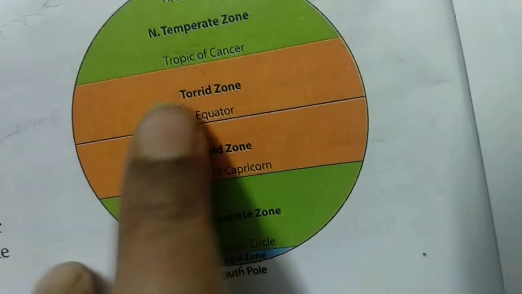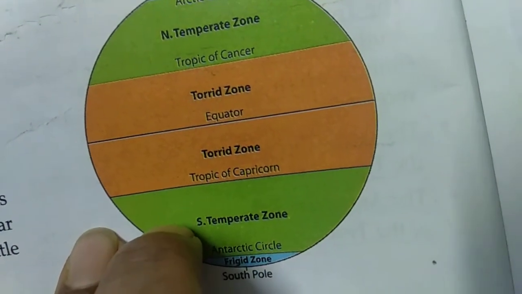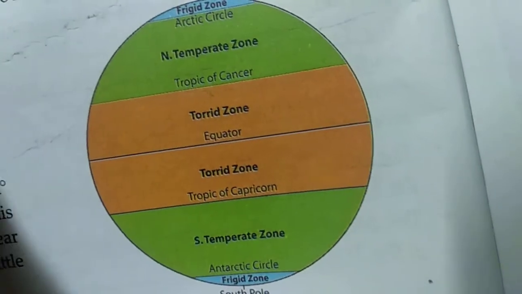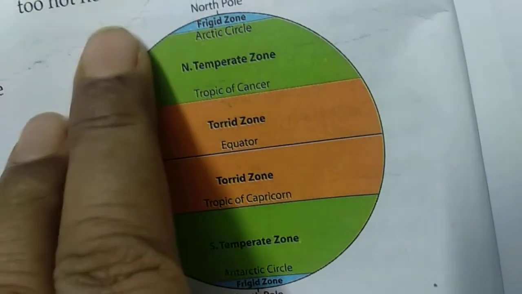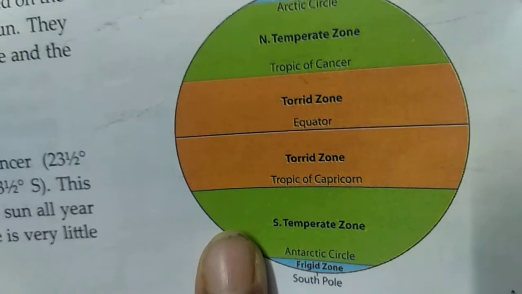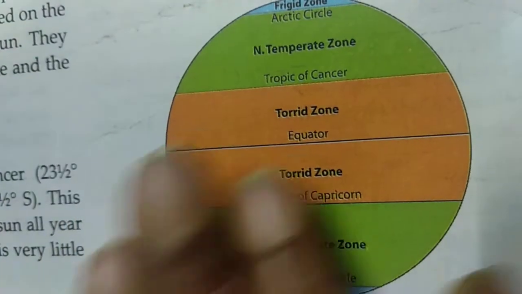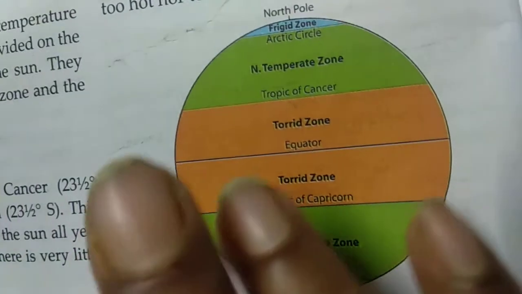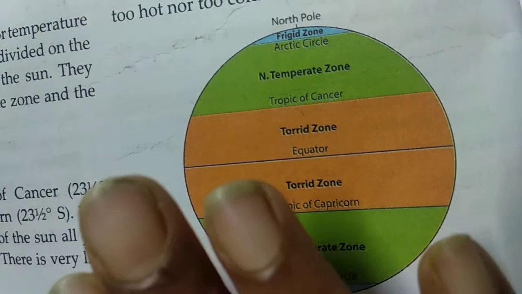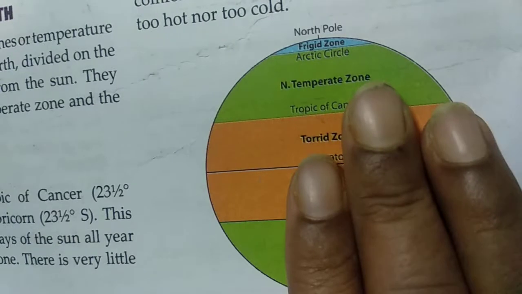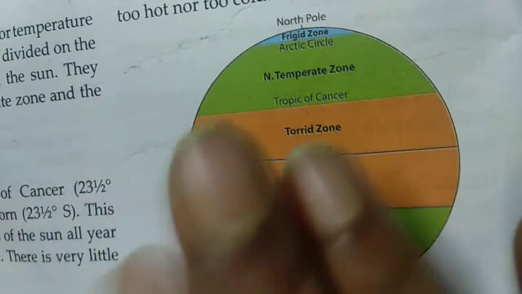Here, the sun rays are not falling directly because the sun is here. So here it is coming directly, but here it is coming in a slanting way, and as it is coming in a slanting way, this place becomes neither too hot nor too cold. It is quite suitable to live in. Temperate. So these two areas are known as the temperate zone.